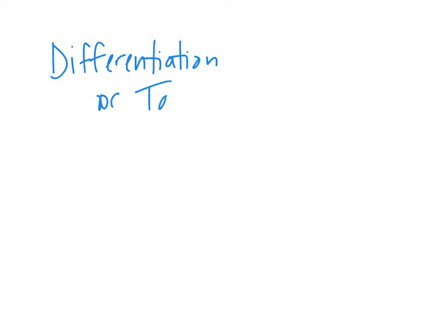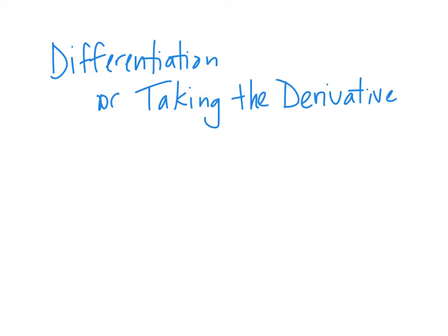All right, so the first calculus skill we need to learn about is something that's called differentiation, or sometimes it's also referred to as taking the derivative. Those two terms we've got to get used to. And what this process does, what I'm going to show you here, is it gives us two pieces of information.